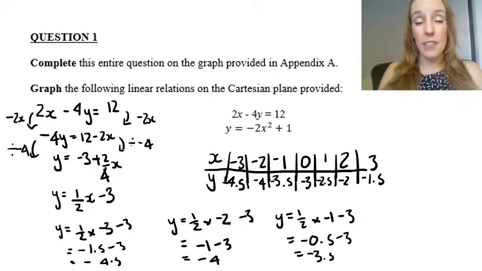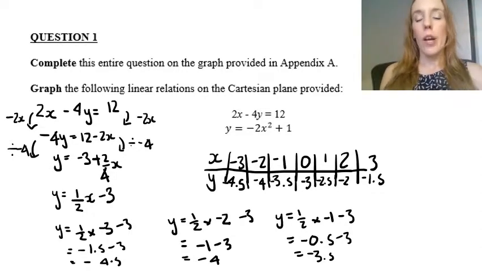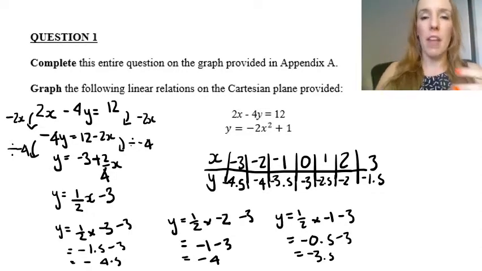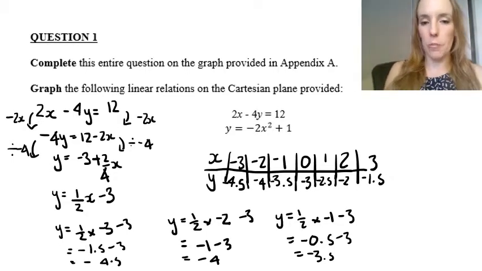I'm actually going to clear the screen now just so I can do a table of values for the second one. If you're in the test situation, what I would do is I would then graph that one and then move on to the second one. But because of the way my page is laid out, I'm just going to do my table of values for my second one now as well.